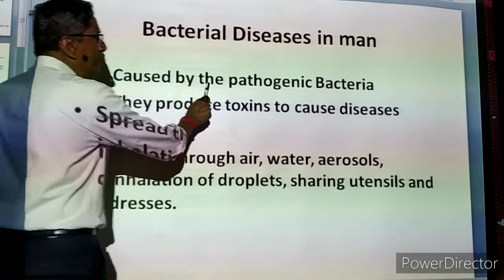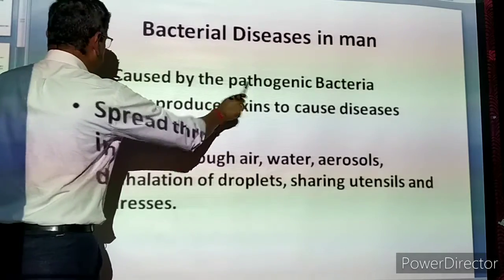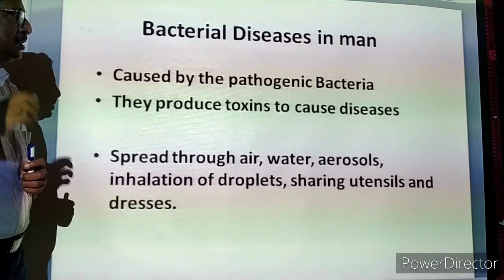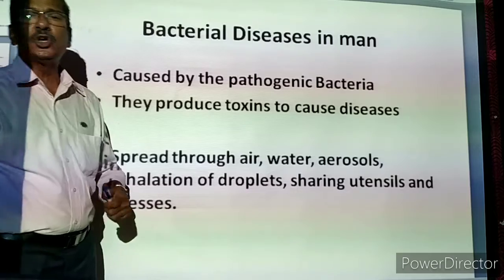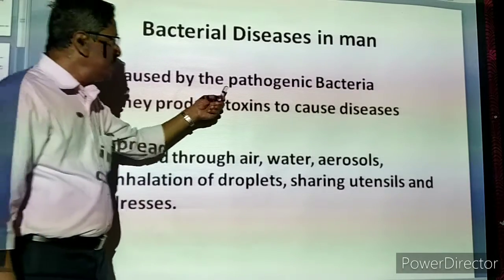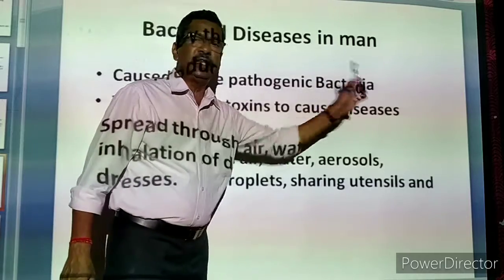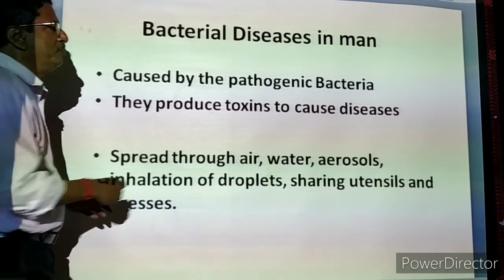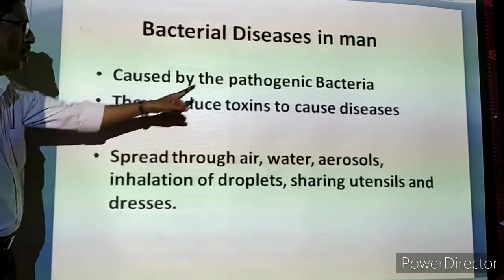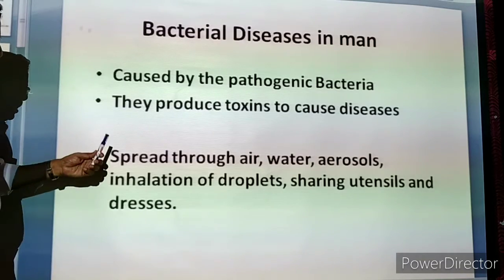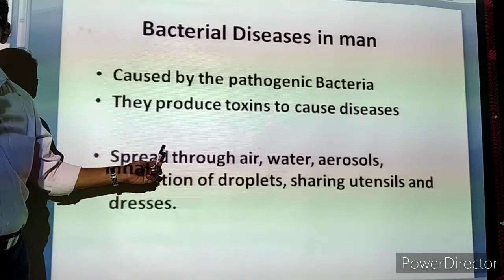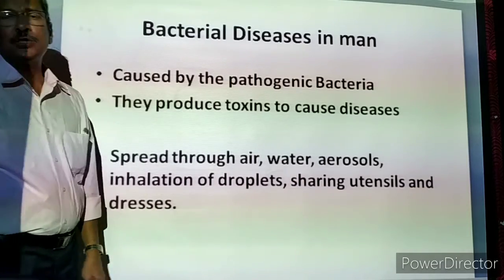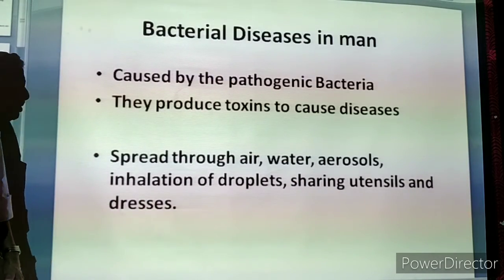You have to say how they are causing it. They are caused by pathogenic bacteria. Pathogenic means disease causing. They produce toxins. Once these bacteria enter into the body, they multiply. After that, they produce toxins. Toxins means poison. Once the poison is produced, the poison causes the disease. Normally bacteria directly will not attack us. The poison produced by the bacteria will produce the disease. Third, they spread from person to person in different ways. What are they? Air. They spread through air, water, aerosols. Aerosols means any chemical which we spray in the air. That is called aerosols.